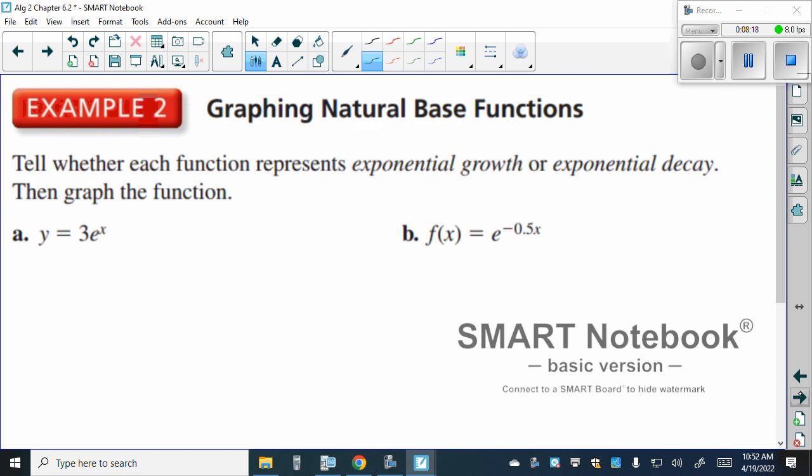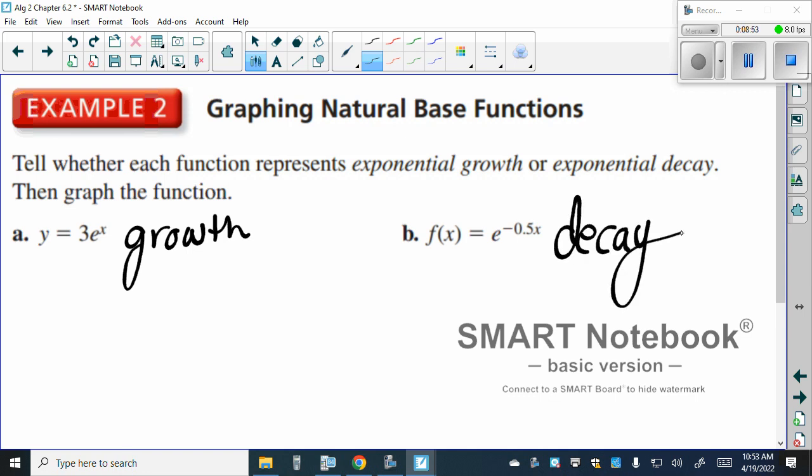Because when we look at these here, so the first one here, y equals 3e to the x, would this be growth or decay? Because the x is positive. The base e is greater than 1, and the exponent's positive. Because when we look at a base of e, we're looking at the exponent being positive or negative. So the next one, e to the negative 0.5x, would be decay. And it's based not so much on the value, but the sign.